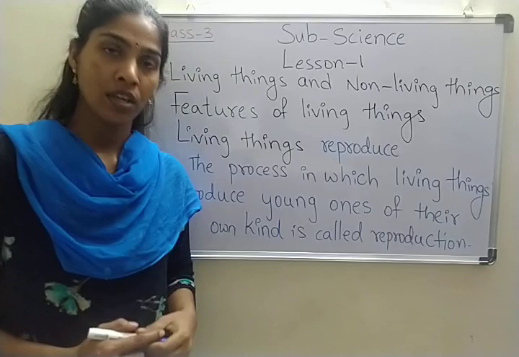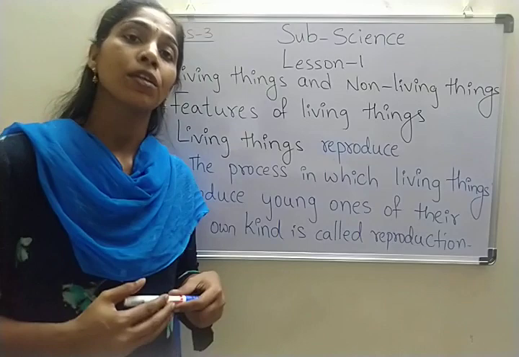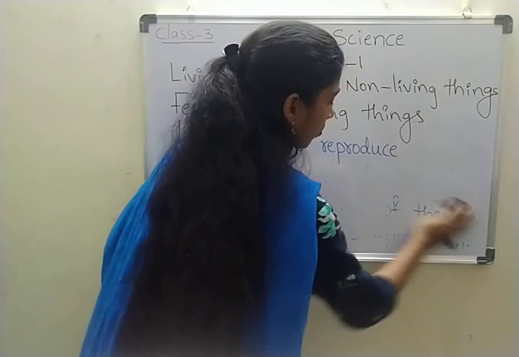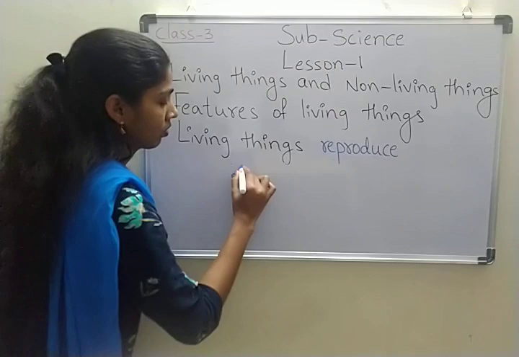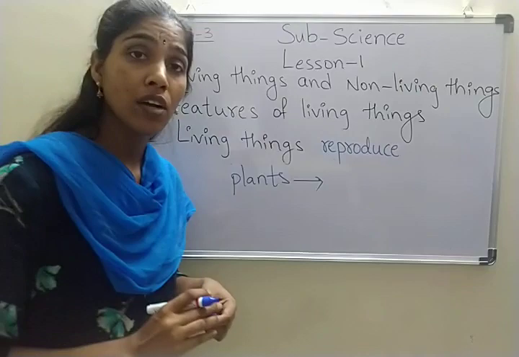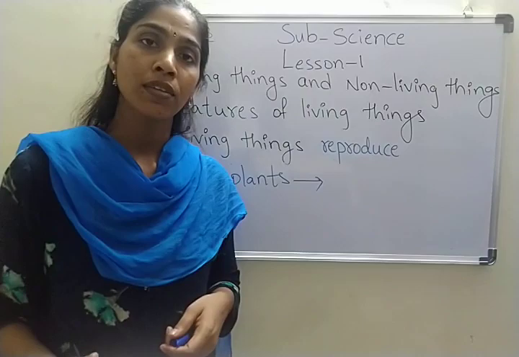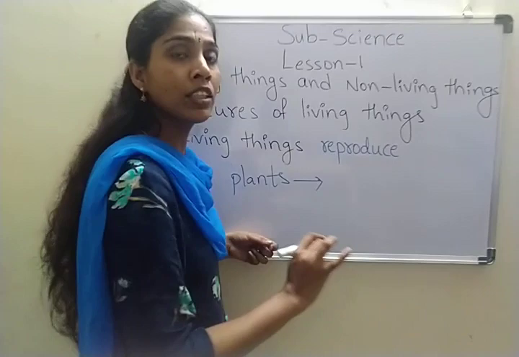Now let's discuss about plants. How plants can reproduce. Children, most of the plants reproduce by producing seeds. Some plants reproduce from their roots, stems and leaves. How plants can reproduce? Most of the plants reproduce by producing seeds.